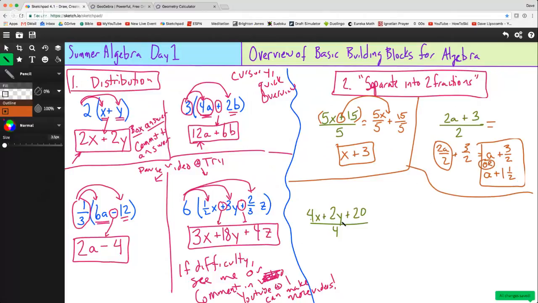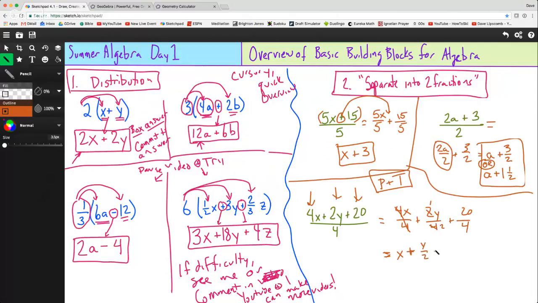Now, I encourage you to try this last one. And notice we have 3 terms. So I'd like you to pause and try. Pause and try. All right, I assume you're back. So we're going to take each term and divide it by 4. And now it's hard to screw this up. 4x over 4 cancels. You get your x. 2y over 4, well, we're going to divide each one by 2. 1 and 2. And 1y over 2 is just y over 2. And then 20 over 4 is 5.